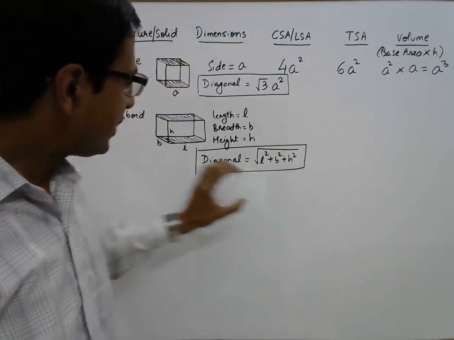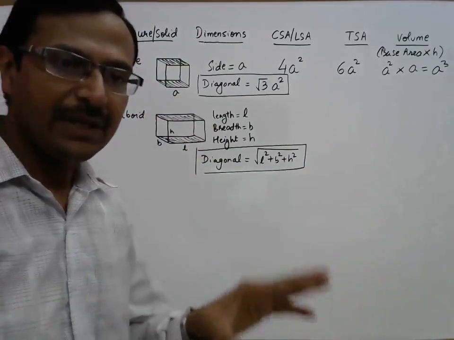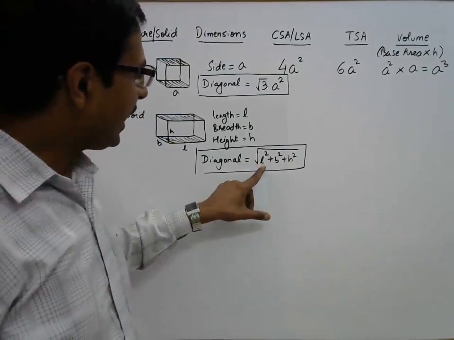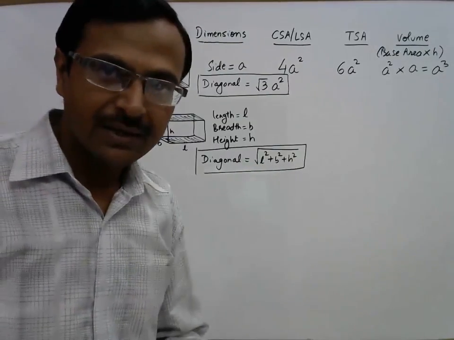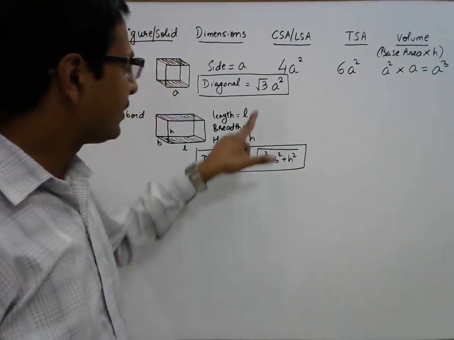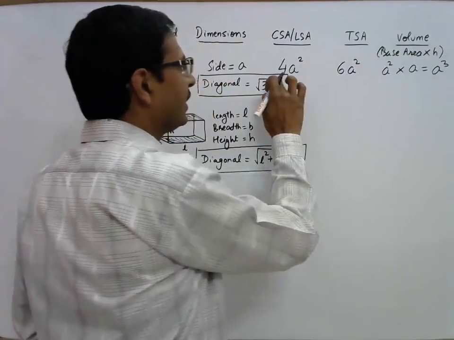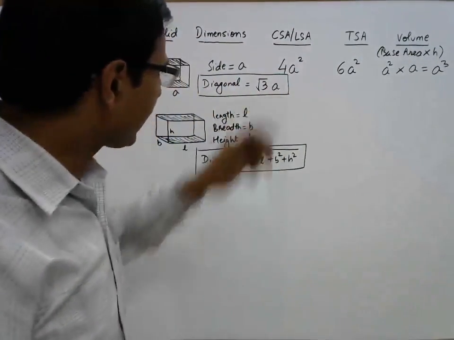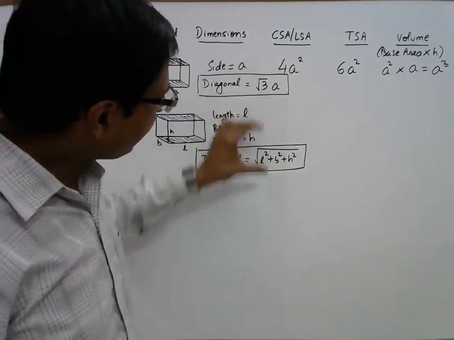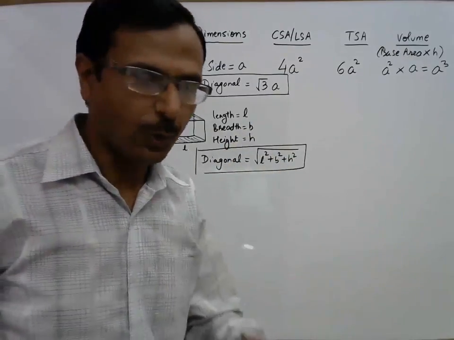See, L, B and H. Here L, B and H are different, but in this case L, B and H all are the same. So what you do? Just put L, B and H equal to A. So A square, A square, A square, 3A square. So the square root of 3A square is A root 3. Square was extra there. So A root 3. This is the formula which can be derived right from the formula of the diagonal of a cuboid.